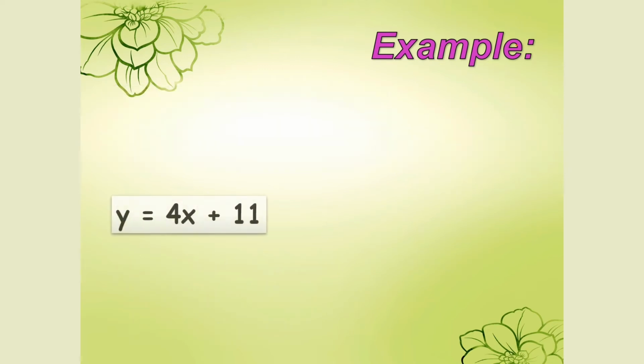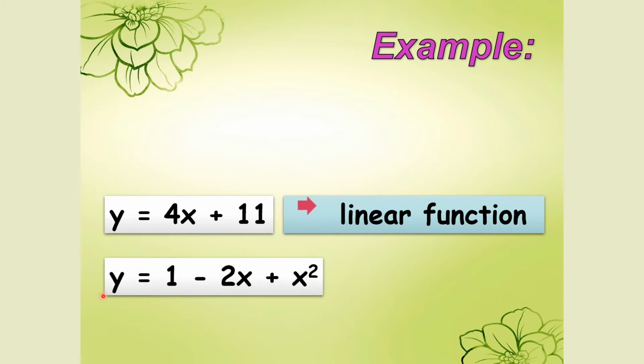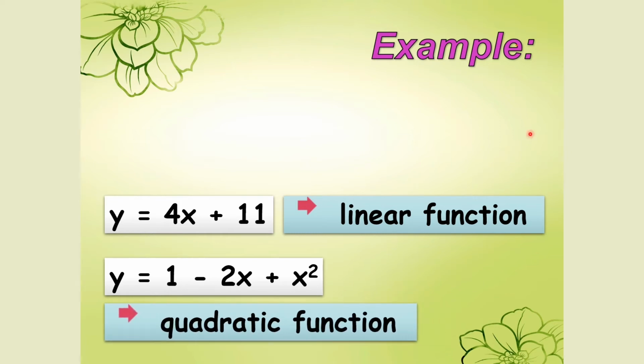Next equation is y equals 4x plus 11. So look for the degree of the independent variable x. The degree is 1, therefore this function is a linear function. And last equation is y equals 1 minus 2x plus x squared. The degree of the x variable here is 2, or the highest exponent is 2, so therefore it is a quadratic function.